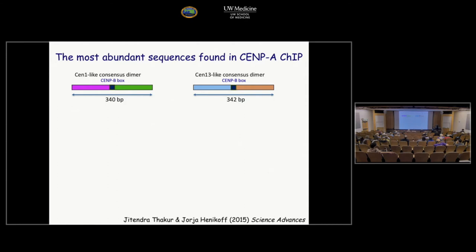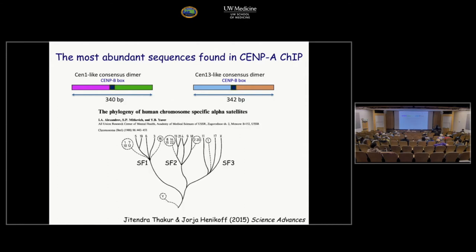Now, this was nothing new. Actually, Ivan Alexandrov had shown this way back, and he had shown it just by cutting out bands after cutting with EcoRI. And had worked all this out. So there's superchromosomal family 1, 2, and 3. And what all three of these have in common is something called a CENP-B box.